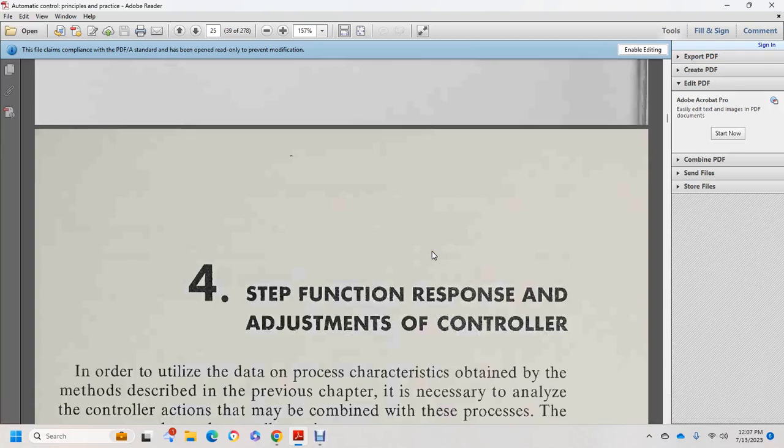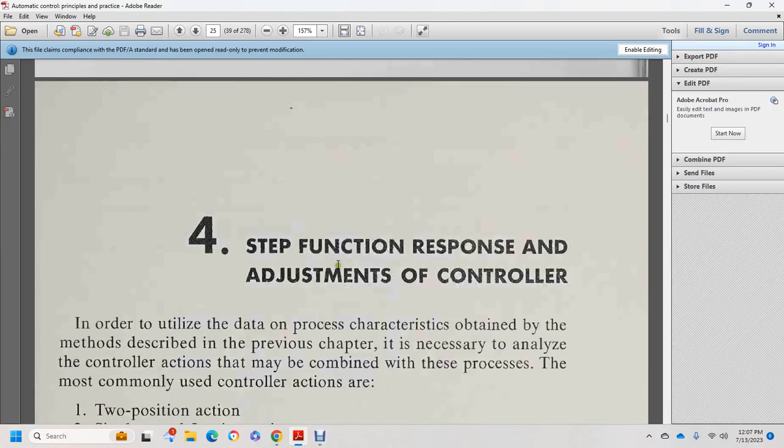Alright, Chapter 4, Step Function Response for the Adjustment of the Controller. In order to live with the data product for the characterization of the method described in the previous chapter, it is necessary to analyze the control action that may be combined with each property.